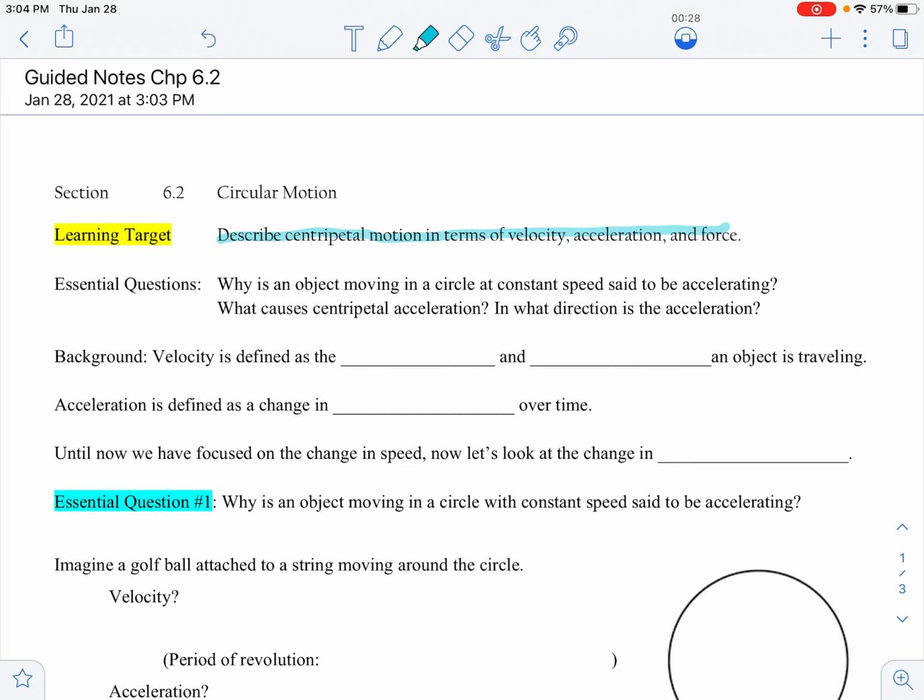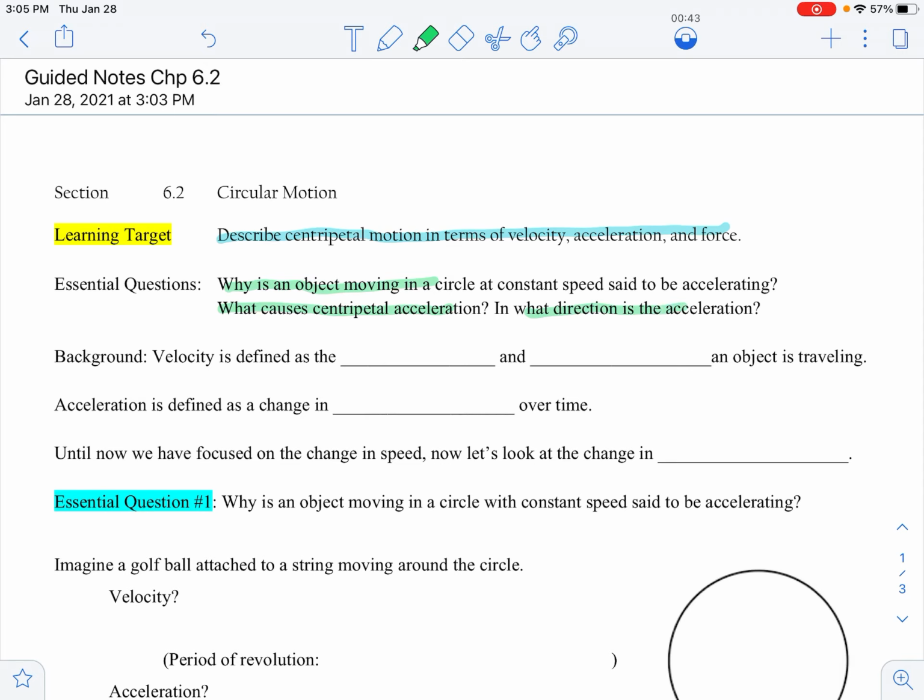And our two essential questions: why is an object moving in a circle at constant speed said to be accelerating, and what causes the centripetal acceleration? In what direction is the acceleration?